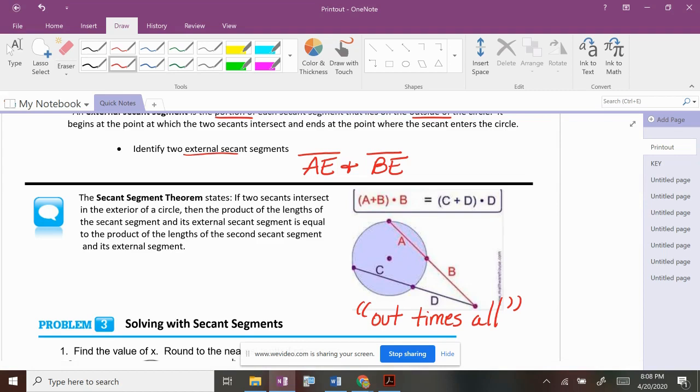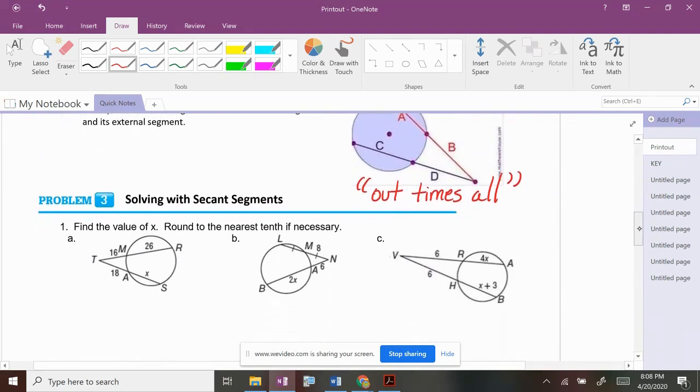So looking at the picture here, the A plus B, that is your all, times B, that is your out. All times out, out times all, it's the same thing, equals the other one. And C plus D, the two parts, that's your all, times the out. So notice that you're going to be using the outside segment twice, for the all part and then obviously for the out part. So let's look at some examples so you know how this theorem works.